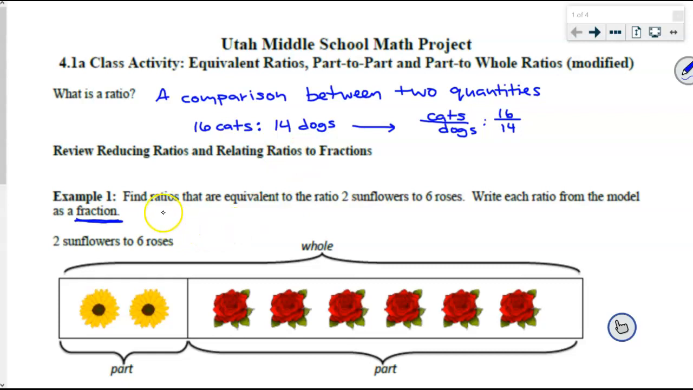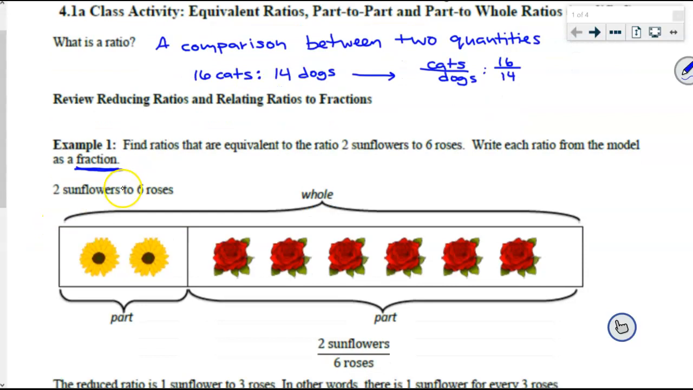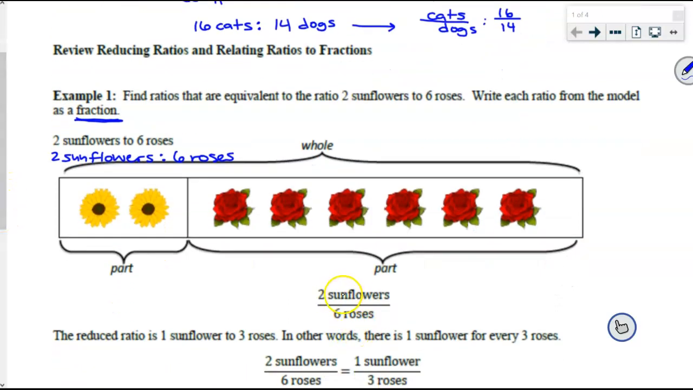Find ratios that are equivalent to the ratio 2 sunflowers to 6 roses. So I've got a lovely little tape diagram here of 2 sunflowers and 6 roses. Write each ratio from the model as a fraction. What we would have written previously would have been something like 2 sunflowers to 6 roses, or substituting the word to in for the colon, but we're also going to continue to grow, and now we will be writing it so that it appears like a fraction. 2 sunflowers over 6 roses. 2 sunflowers to 6 roses.